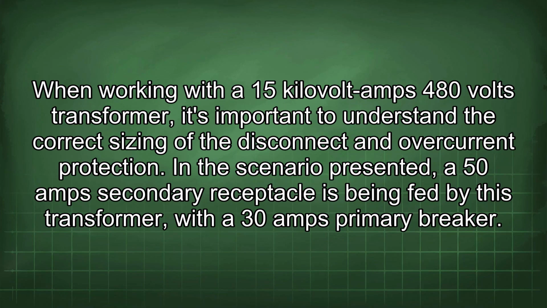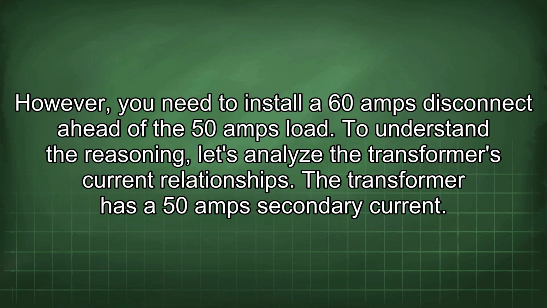When working with a 15 kVA, 480 volt transformer, it's important to understand the correct sizing of the disconnect and overcurrent protection. In the scenario presented, a 50 amp secondary receptacle is being fed by this transformer with a 30 amp primary breaker. However, you need to install a 60 amp disconnect ahead of the 50 amp load.